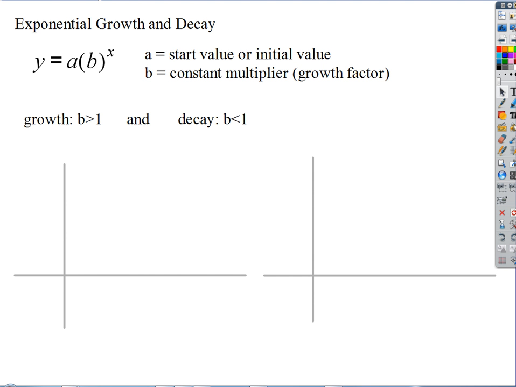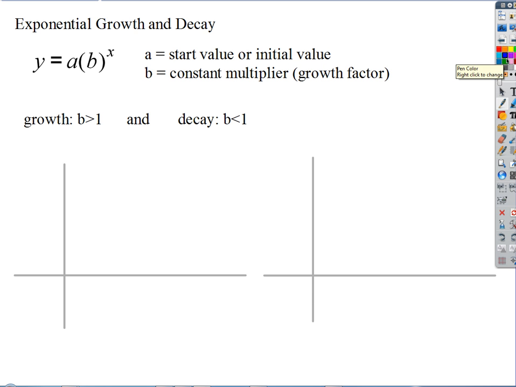This is important because it describes the way the world really works. A lot of the behavior of economic markets, biological growth of populations, radioactive decay, all that stuff obeys this kind of a model. So let's take a look at this.